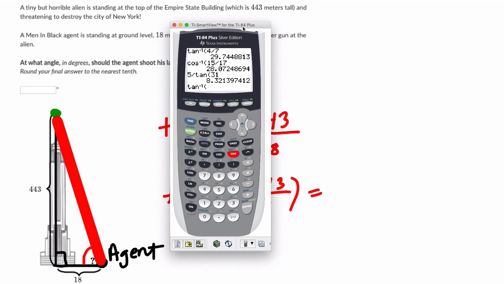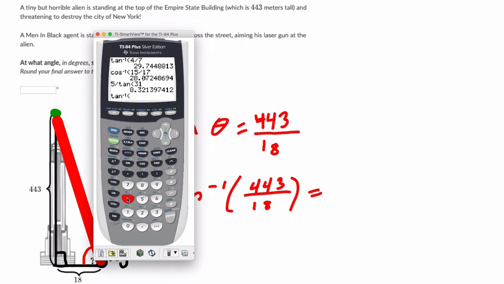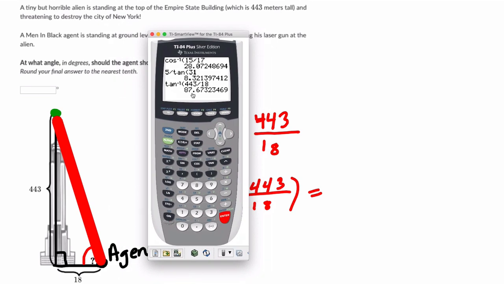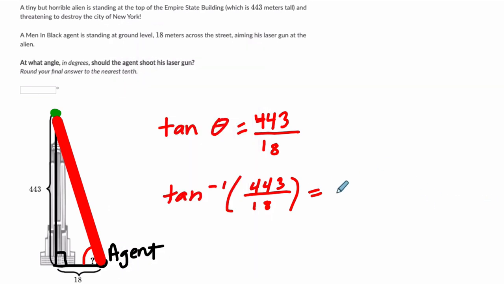Second tan inverse of 443 divided by 18 is 87. It's a pretty steep angle, 87.67 or so. They went to the nearest tenth, so 87.7. So really high up, 87.7 degrees. And that makes sense because it's a steep building, right? And the angle looks like it's a little off, actually. This looks like less than 87 degrees, but it is, in fact, the right answer. So I think it's reasonable because we're pointing really far up to shoot.